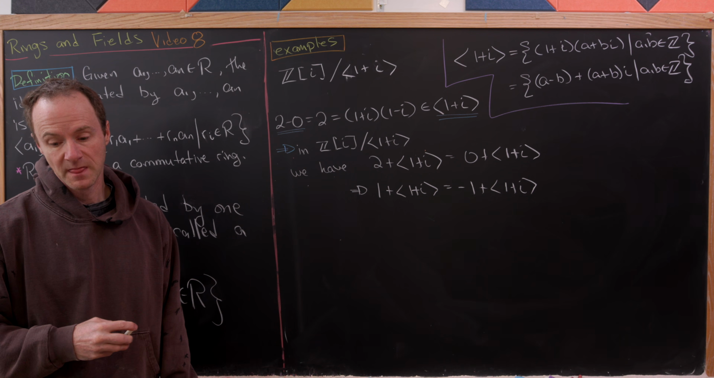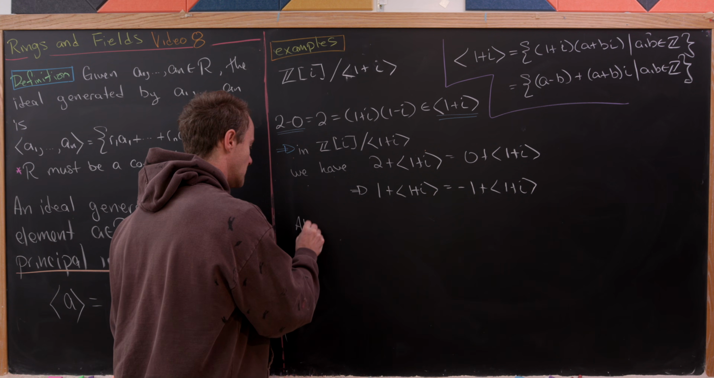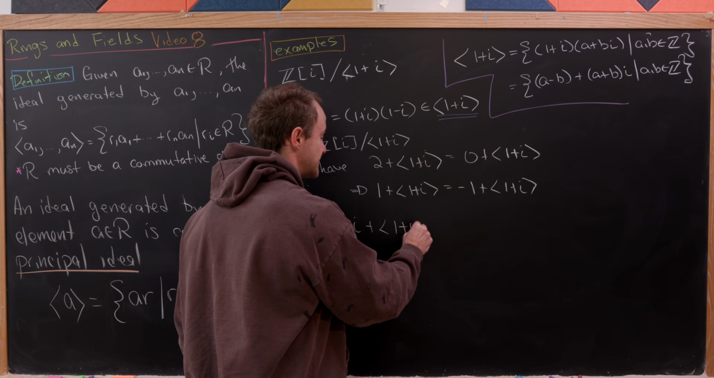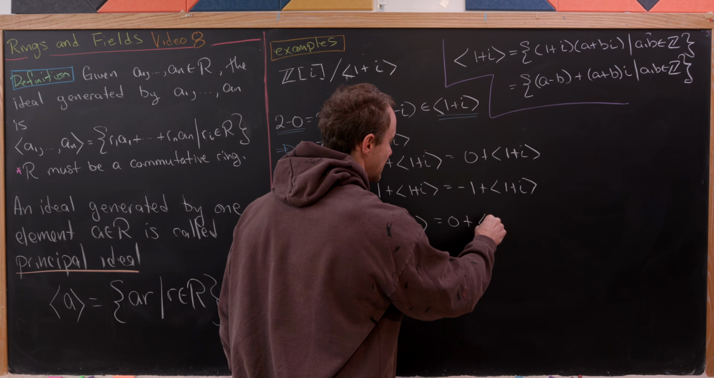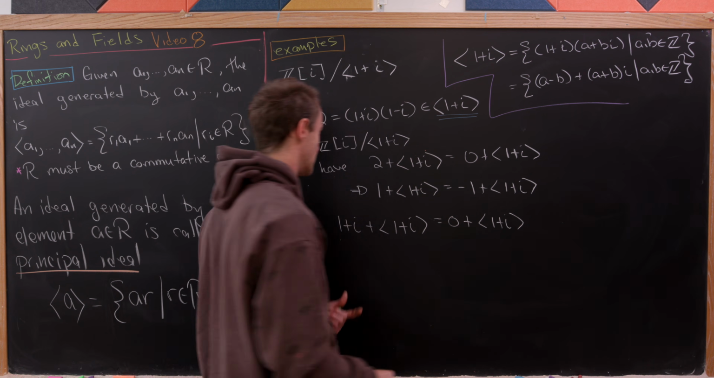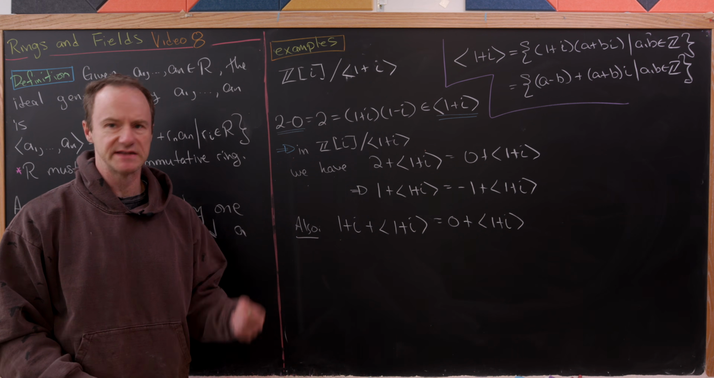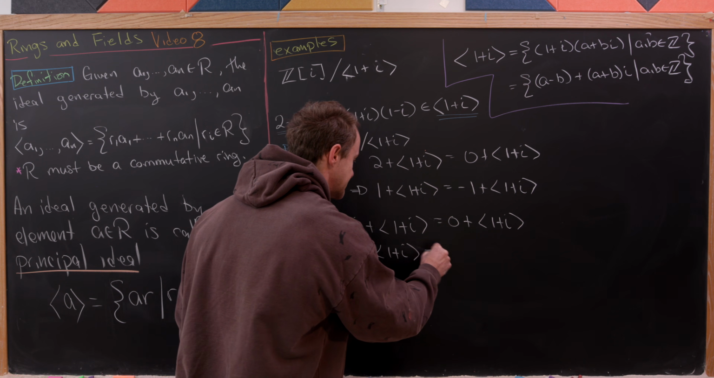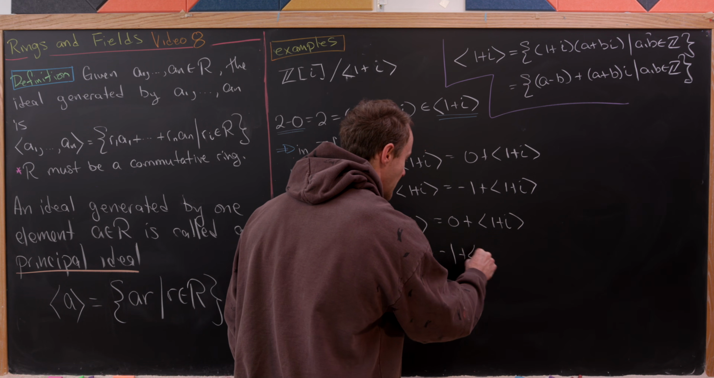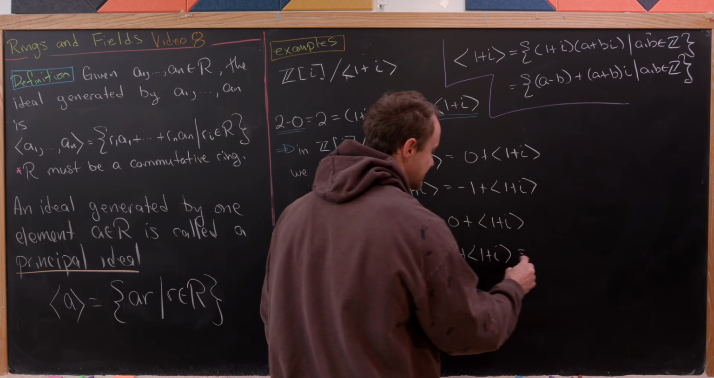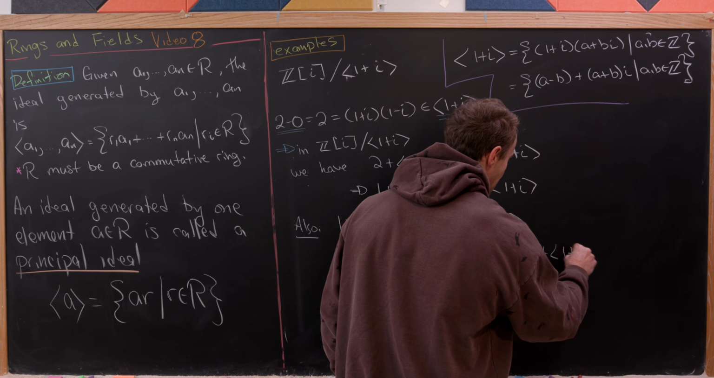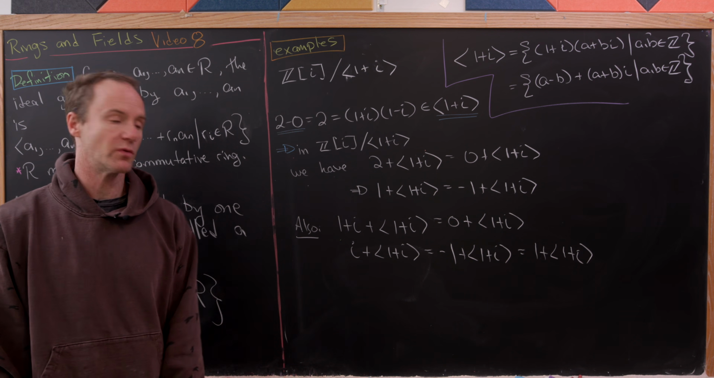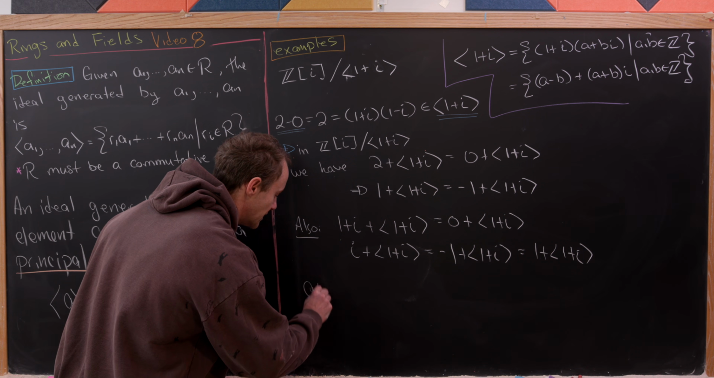Okay, nice. But now let's also note that the coset associated to 1 plus I is definitely equal to the coset associated to 0. And that's because 1 plus I is inside of the ideal. But that means the coset I plus our ideal is the same thing as the coset minus 1 plus our ideal, which is the same thing as the coset 1 plus our ideal.